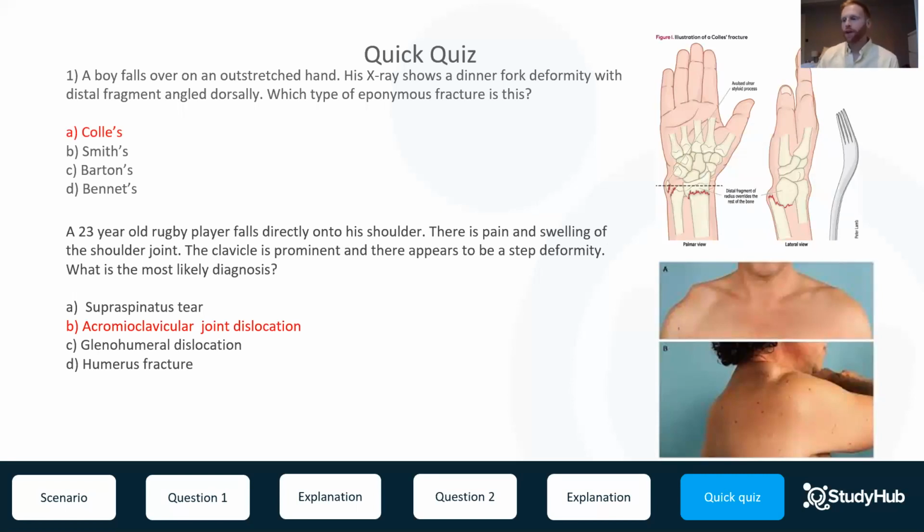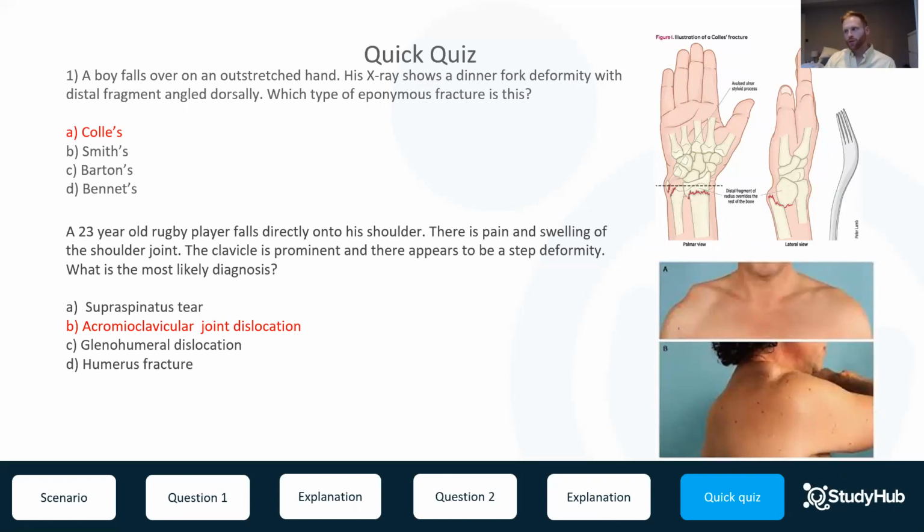Good. So the first question was, X-ray showed a Dinner-Fork deformity with distal fragment angled dorsally. These eponymous names for fractures are very difficult, actually. And I think it's a bit archaic, the way that they're labelled. It's labelled after someone. It doesn't describe the actual fracture or the deformity, which would probably be a bit better in today's day and age. And often most people will just describe something as a distal radius fracture, which is angulated dorsally. But for your exams, it is important to know the common eponymous names for fractures.